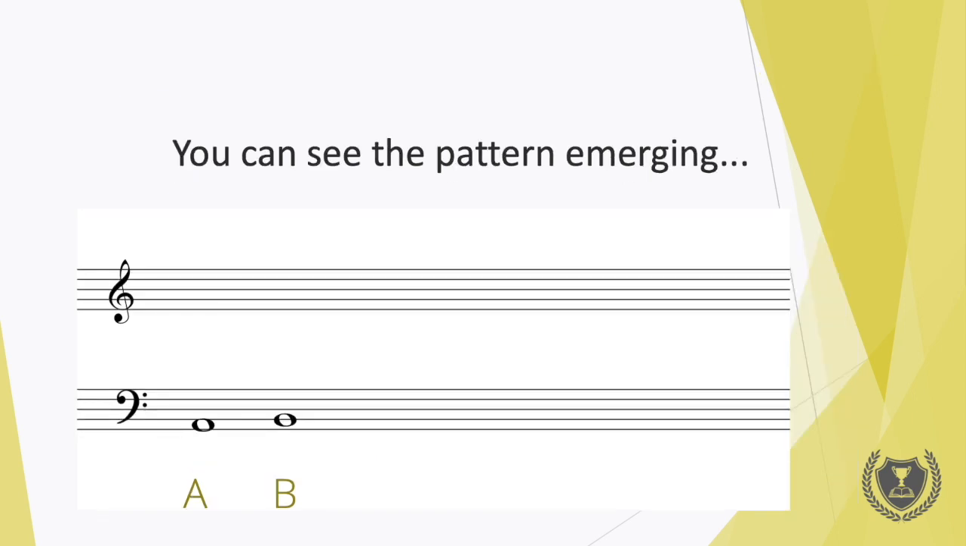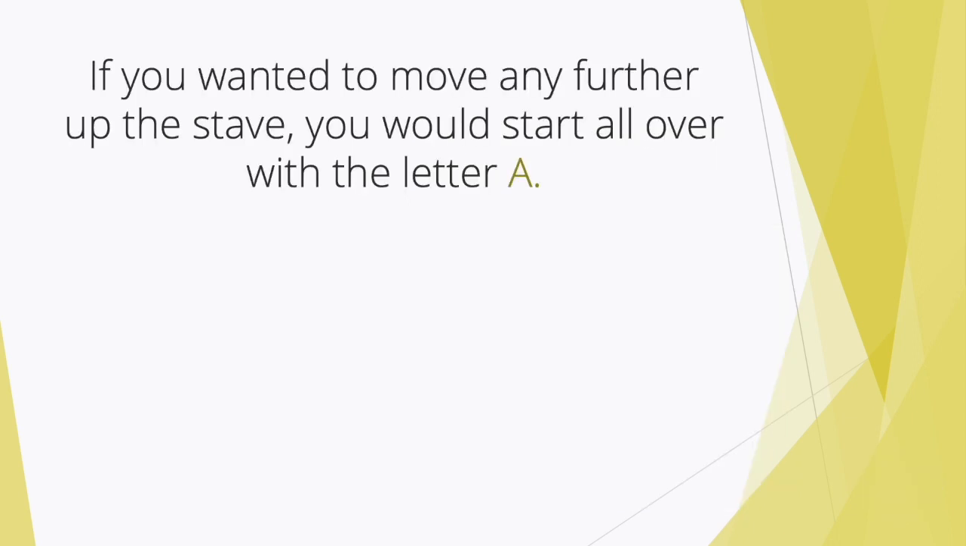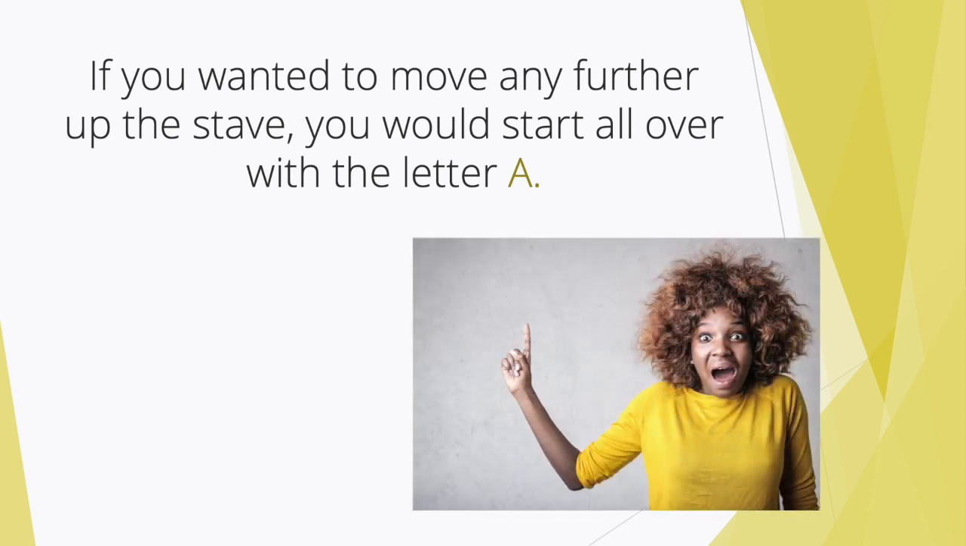You can probably see that there is a pattern emerging. So we have A, B, and if we moved up the next step, we would move into the second space of the bass clef stave, and we would have the letter C. If we moved up, we would move to a D, E, F, and G. If you wanted to move any further up the stave, you would start all over again with the letter A.